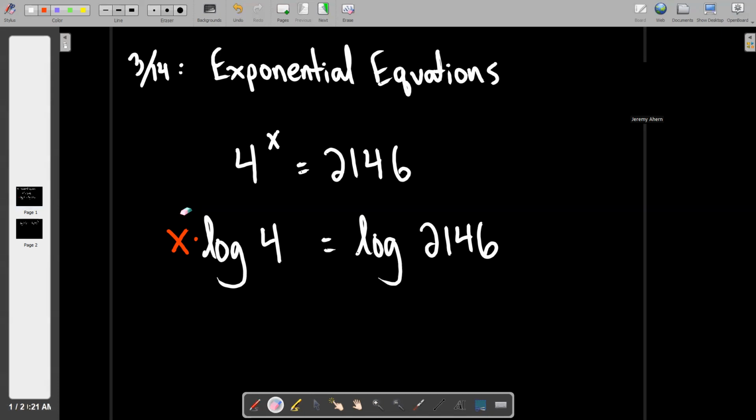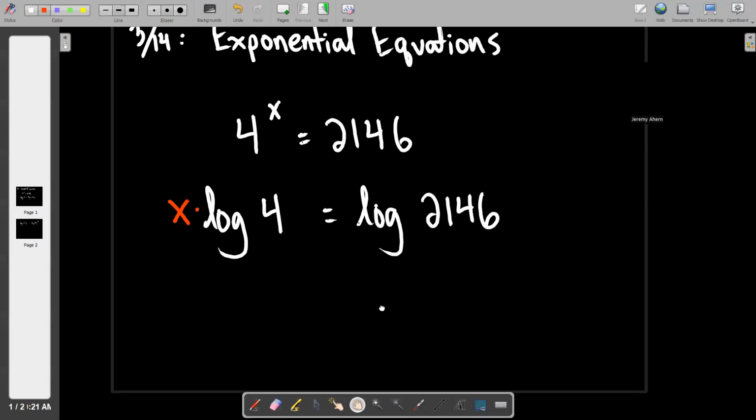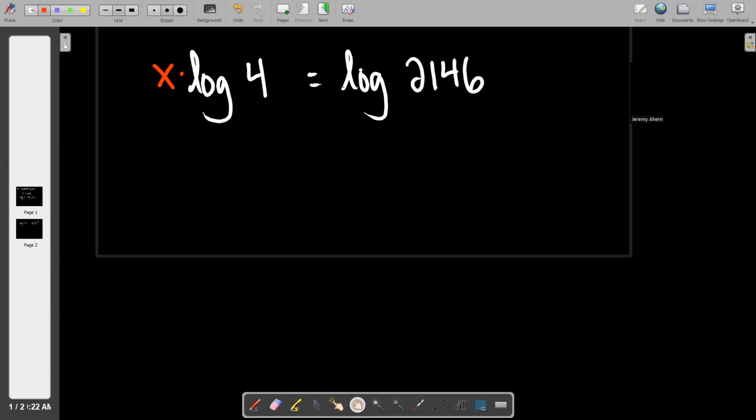How would I get x by itself in this equation? That's it. I would just divide both sides by log of 4. So it's at this point in time where we all need to get acquainted with the log buttons on our calculator. So get your calculators out and let's all go find our log buttons.